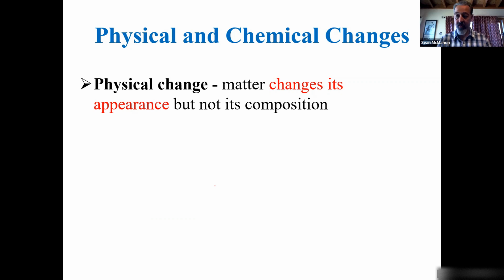So we talked about physical properties. We use our senses. We talk about chemical properties. Is there an actual change in composition when something occurs? So how's this all going to happen? How are we going to identify these things? Well, we can identify the property as being physical or chemical by observing some type of change, right?